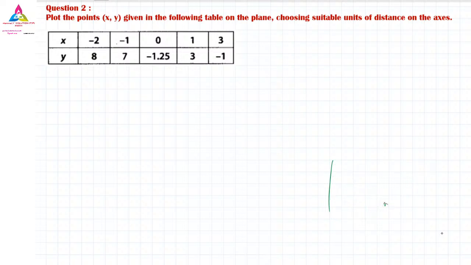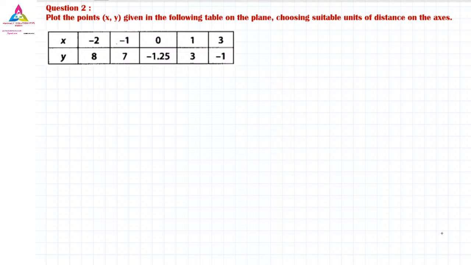Understood now? So let me take this question now. In this question you can see x and y is the given table. In the table, choose suitable units. Okay, Sanjan, if you know, very good. Those who don't know, I have informed them. Don't worry, Sanjan.